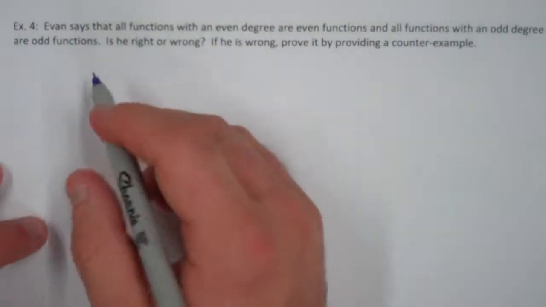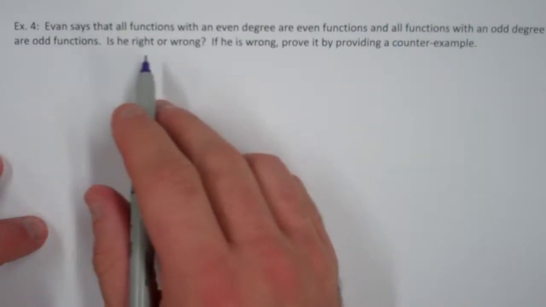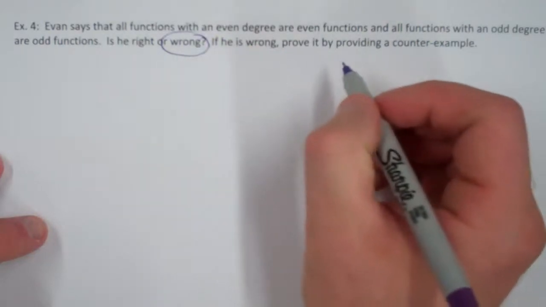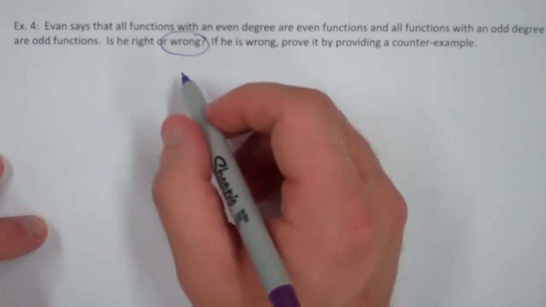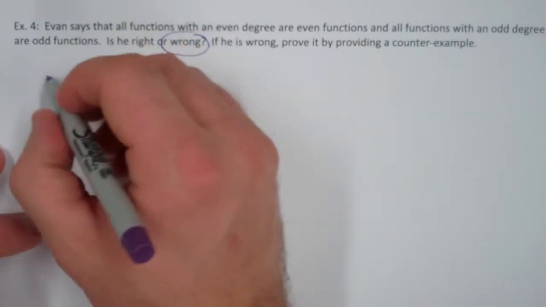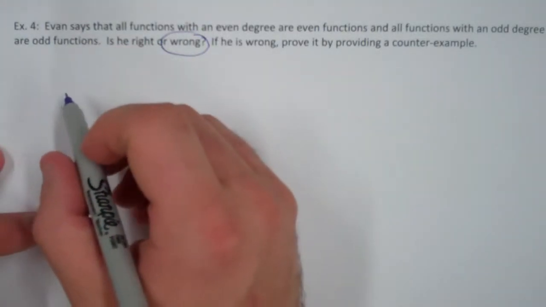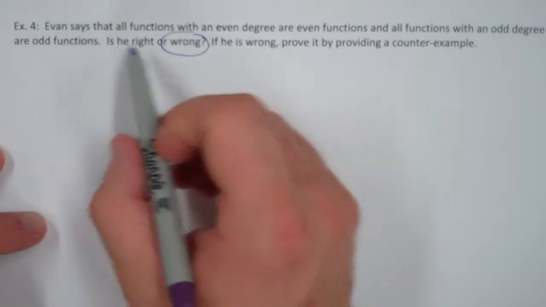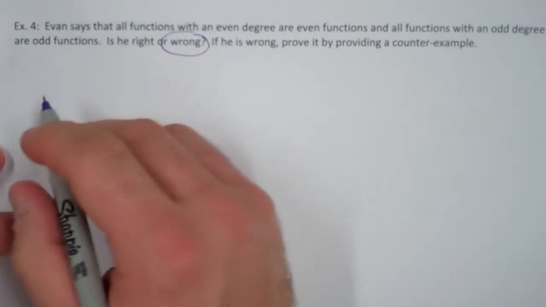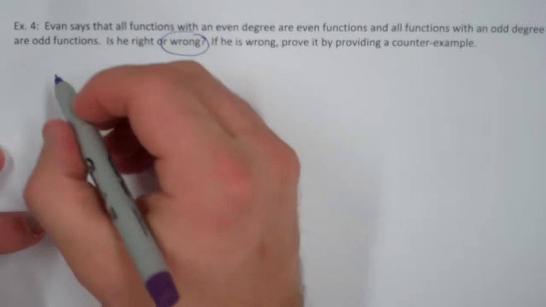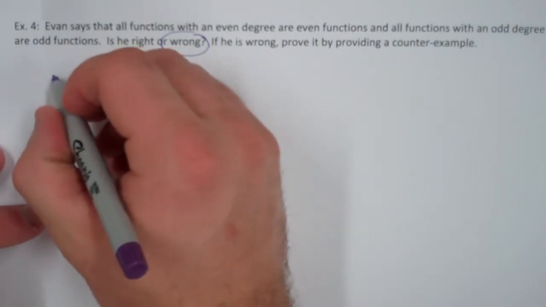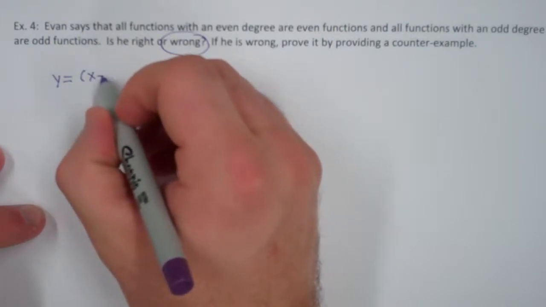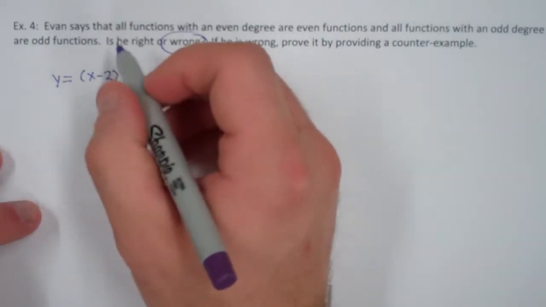What I'm going to do is say that this is all false. He's totally wrong, okay? So he is wrong, and we're going to provide a counterexample. So let me give you a function that has an even exponent, or that is an even degree, but it's not even itself, because even just means symmetry about the y-axis. So here's the function. We'll do y is equal to x minus 2 quantity squared.